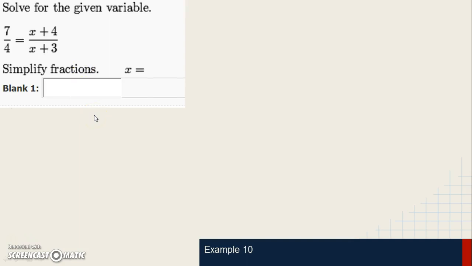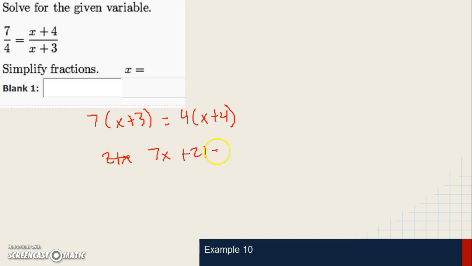Example number 10. Here we have 7 times x plus 3 equals 4 times x plus 4 after we cross multiply. And after we distribute, we're left with 7x plus 21, getting ahead of myself, equals 4x plus 16. 7 is larger than 4, so I'm going to make this my variable side. I'm going to subtract 4x from both sides, and I'm left with 3x plus 21 equals 16.